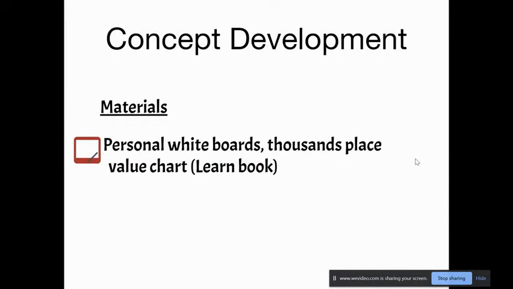Today you're going to need a whiteboard, or you can do your work in a notebook, and a thousands place value chart, which you can find in your Learn book. So please gather those materials.